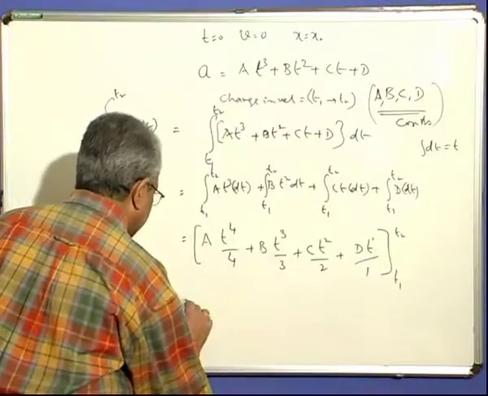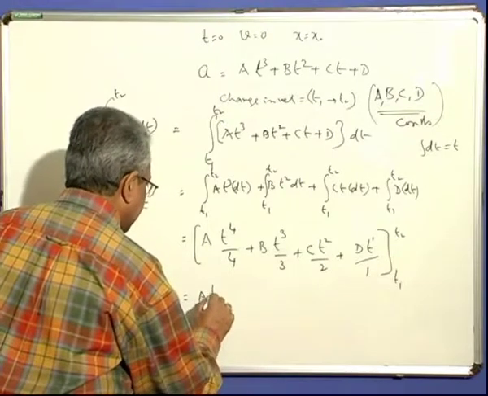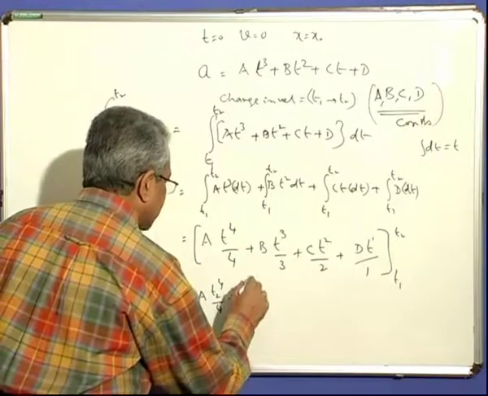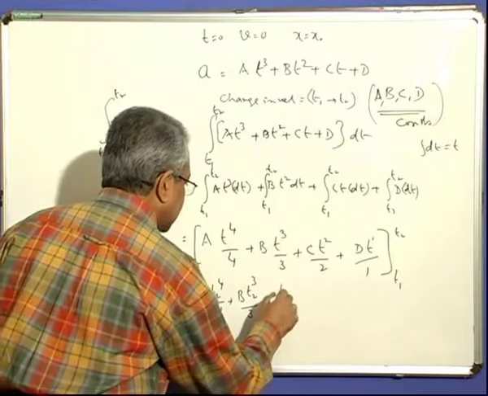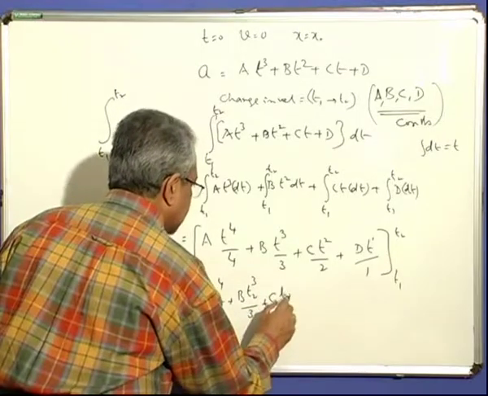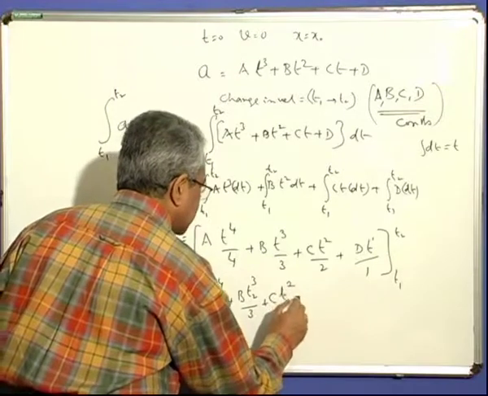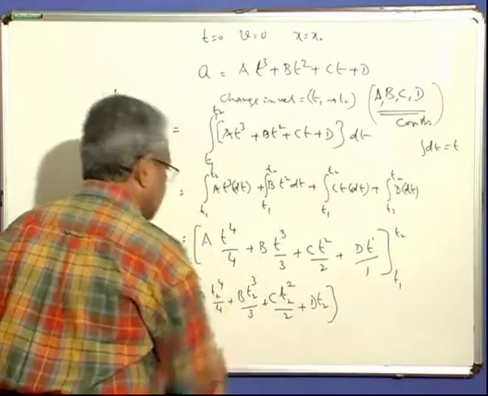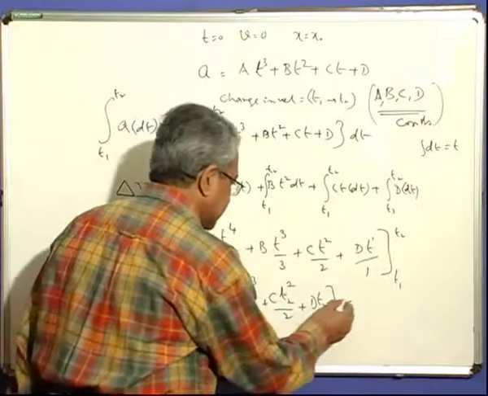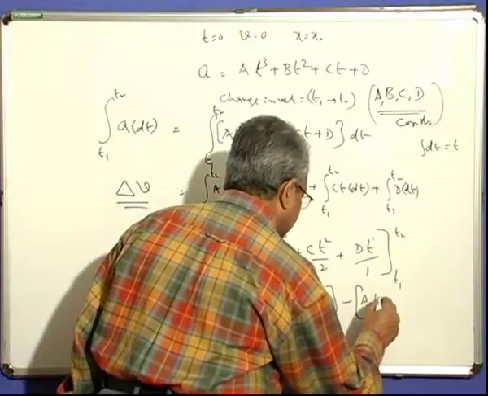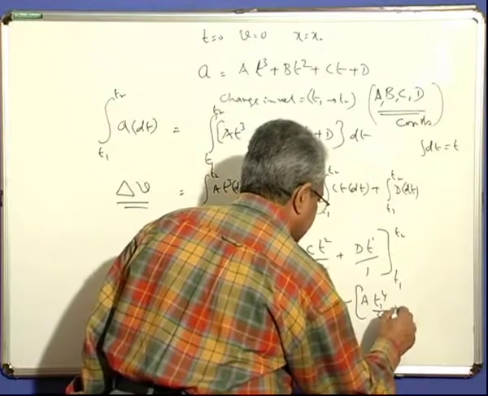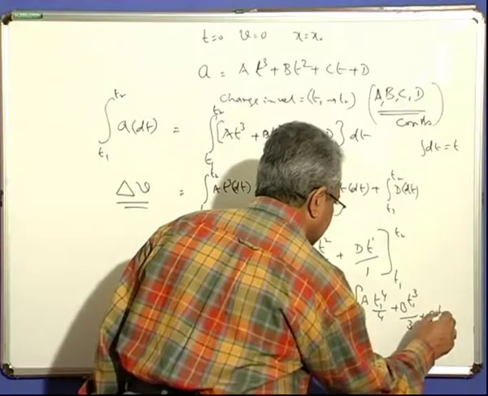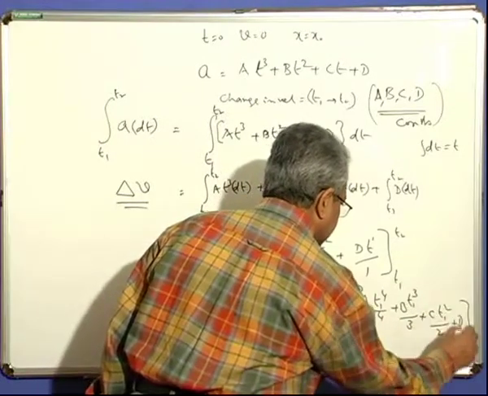Then what do you get here? You will get it like this: a t2 to the power 4 by 4 plus b t2 to the power 3 by 3 plus c t2 square by 2 plus d t2. That is substituting the upper limit, minus the lower limit: a t1 to the power 4 by 4 plus b t1 cubed by 3 plus c t1 square by 2 plus d t1.